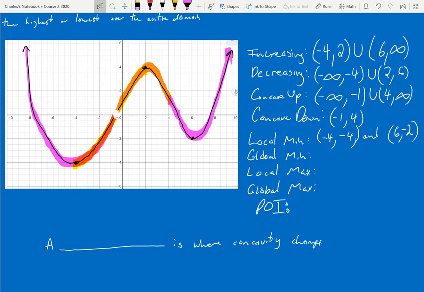The idea of where would I find the bottom of the path? That would be when x is equal to 6. What is the bottom of the path? That would be when y is equal to -2.